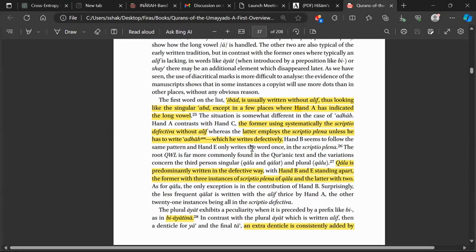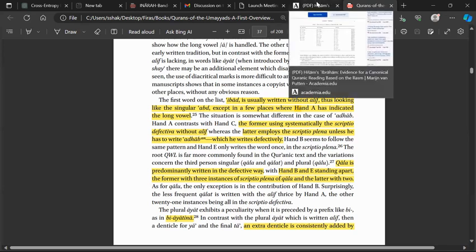And in the later manuscripts, for example, those in the Kufic scripts, the defective spelling, that means the one without the alif, more or less disappears, at least when it concerns the word qala. Some other words remained unchanged, which I'll show you an example of later on.